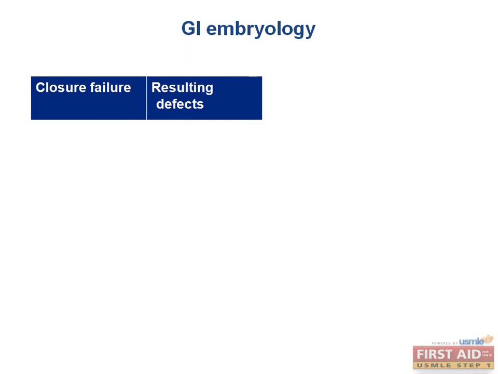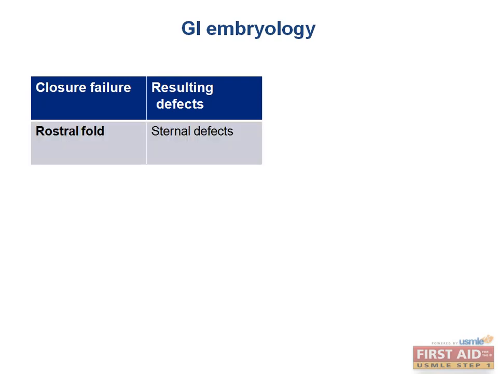Interesting pathologies can also result when there are developmental defects. There are a number of developmental defects of the anterior abdominal wall. Let's now go over some of the pathologies that you can see in GI embryology. Let's go over some examples of anterior abdominal wall defects in this table.